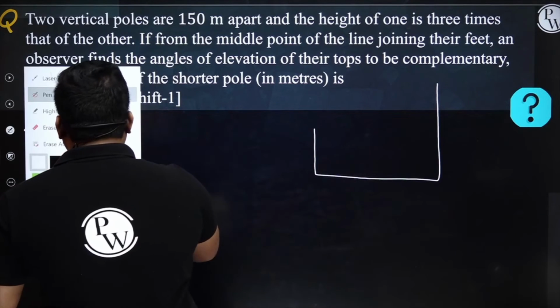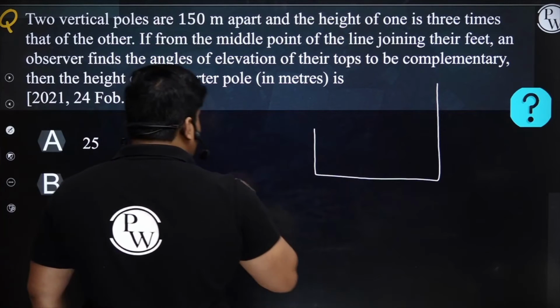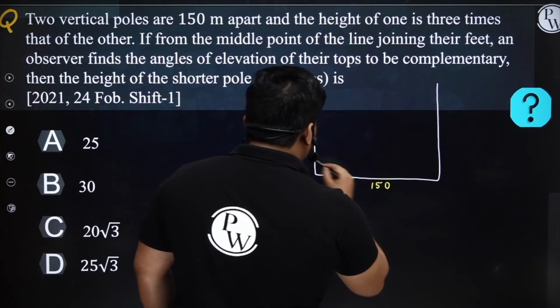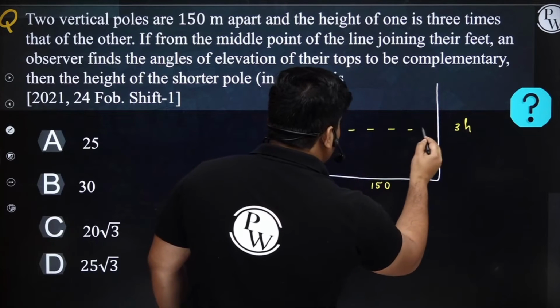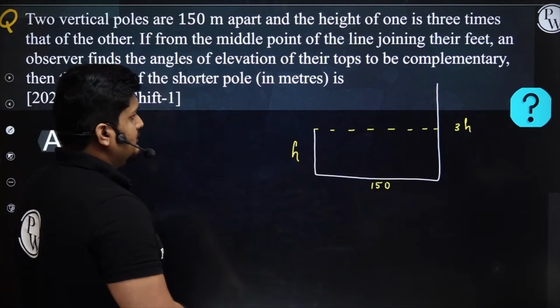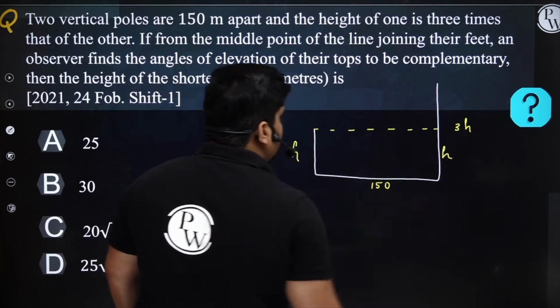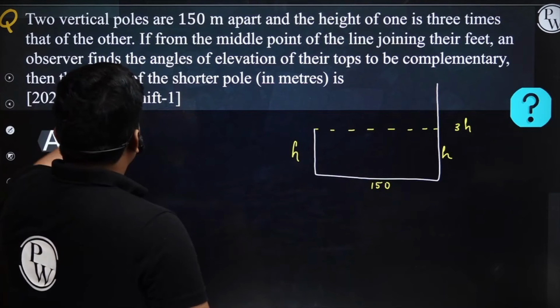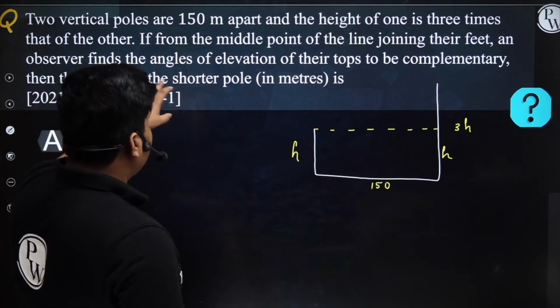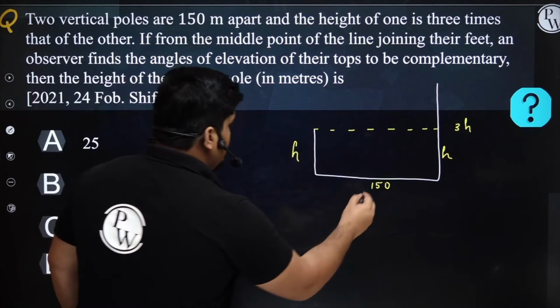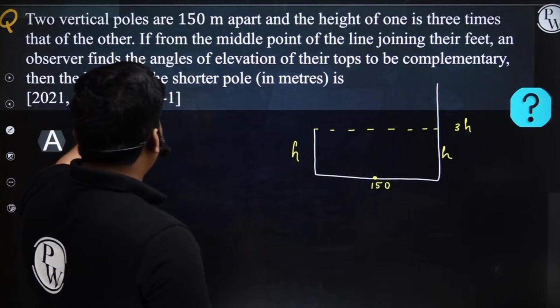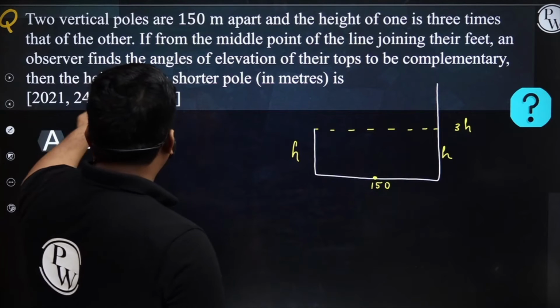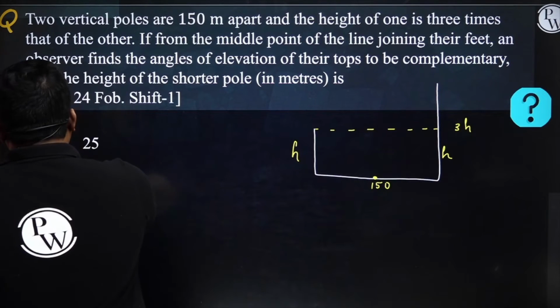So the distance between them is 150. If one is h, the other one is 3h. Okay, what is next? Right, this is h. If from the middle point of the line joining their feet, an observer finds the angle of elevation of their tops to be complementary, then the height of the shorter pole is.